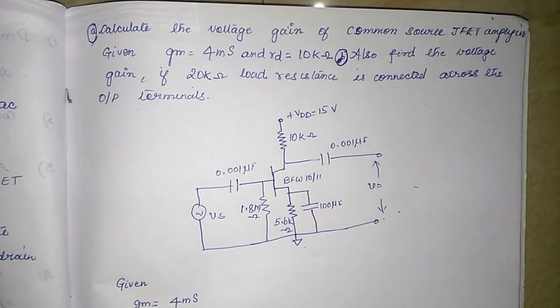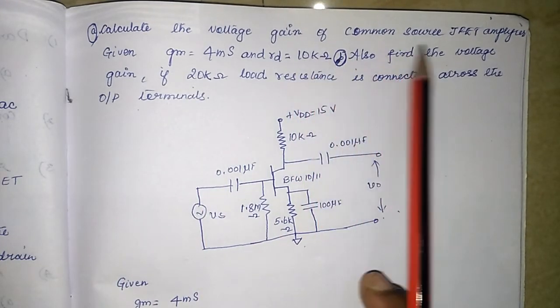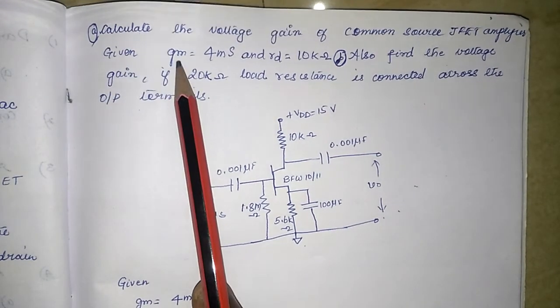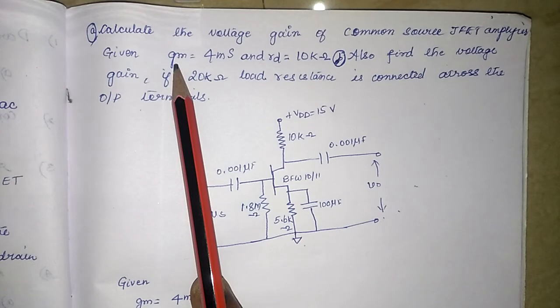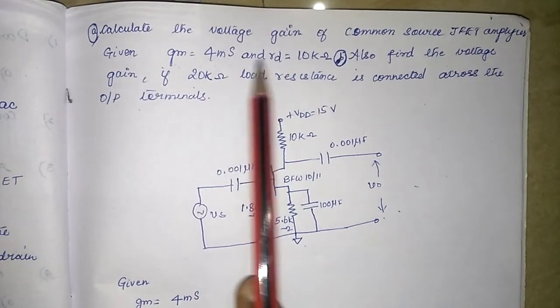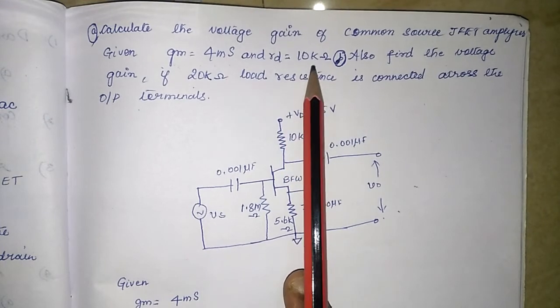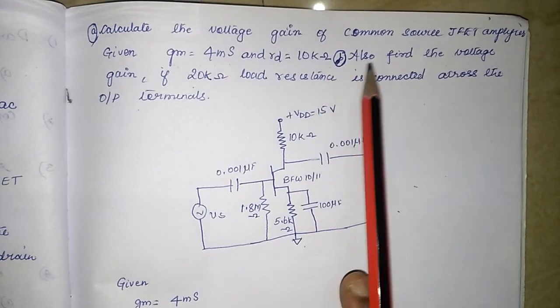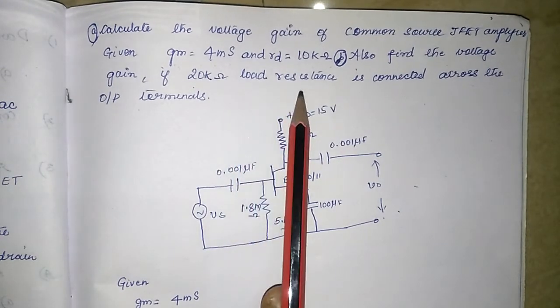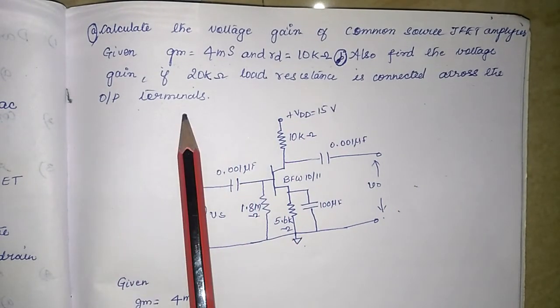The question says: calculate the voltage gain of a common source JFET amplifier, given that gm, you all know, is the mutual conductance or the transfer conductance, equal to 4 millisiemens, and small rd is equal to 10 kilo ohms. This is the first part of the question. Also find the voltage gain if a 20 kilo ohm load resistance is connected across the output terminals.